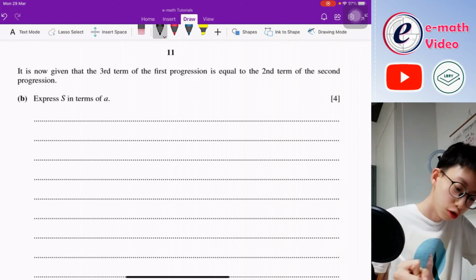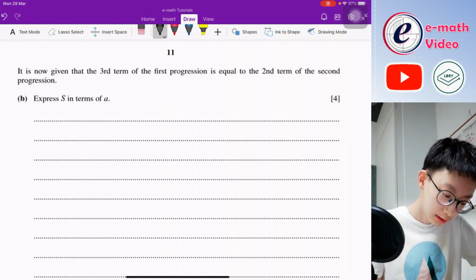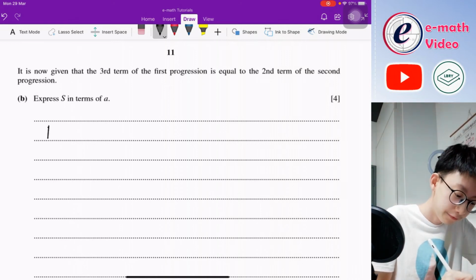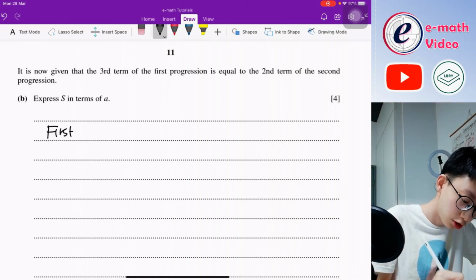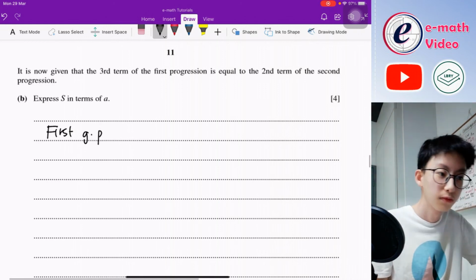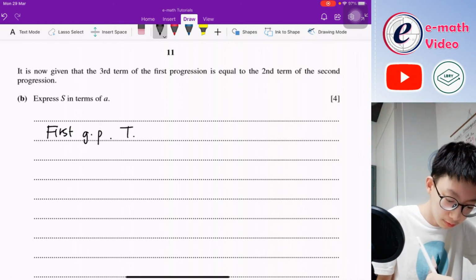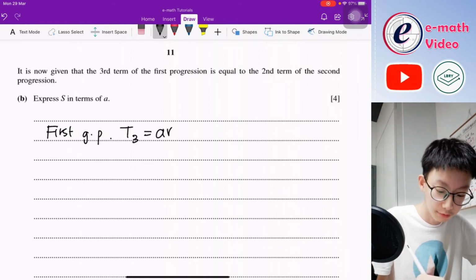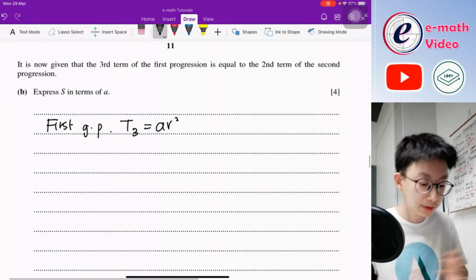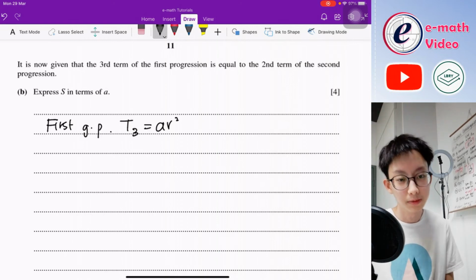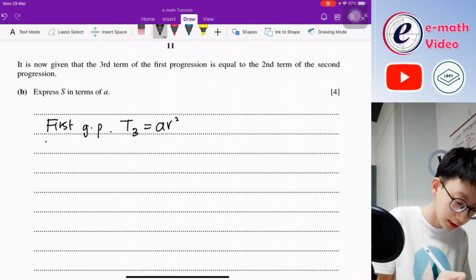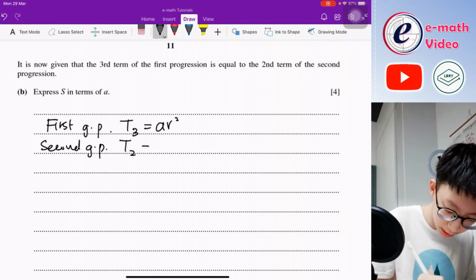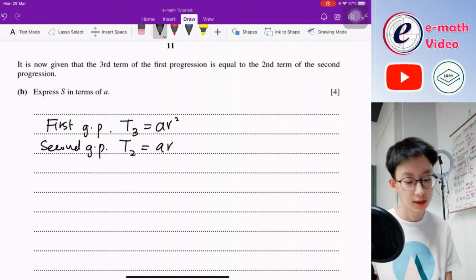Okay. So for the first geometric progression, your third term, T3, will be a r^(n-1), which is a r squared. I think this is also given in the formula list, and I hope you can remember this. And for the second geometric progression, your second term is a r^(n-1), which is a r to the first power.